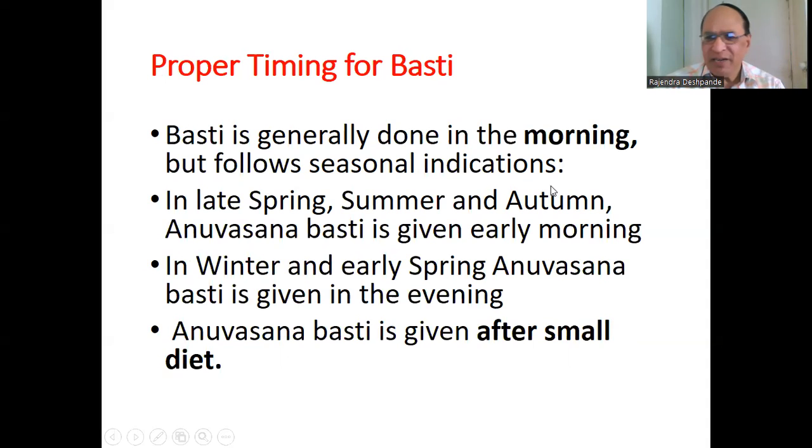According to season, it varies a little bit here and there. In late spring, summer, and autumn, Anuvasana Basti is given in the early morning. But in winter and early spring, the Anuvasana Basti is given in the evening. Anuvasana Basti is always given after some food in the stomach. Remember this. Anu means after, Vasana means eating. So Anuvasana is never given on an empty stomach.